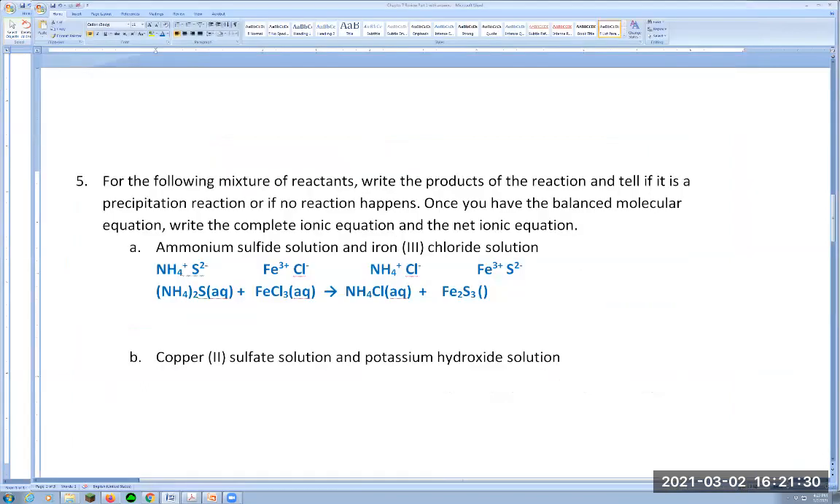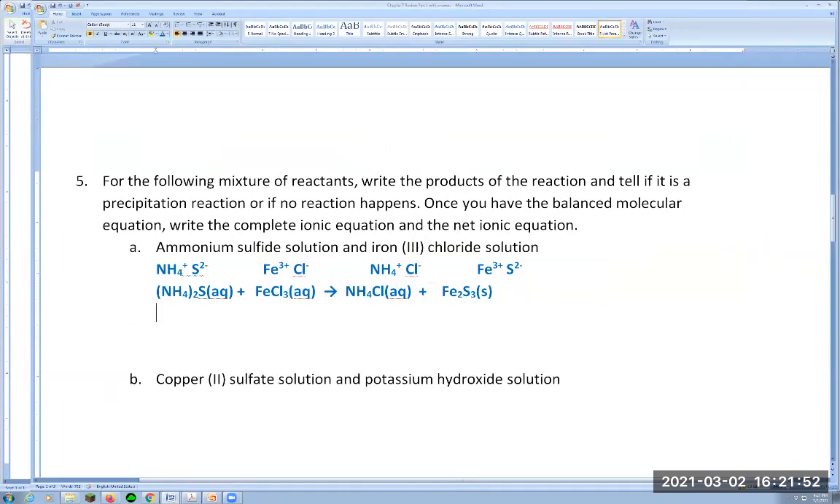So here, because it's insoluble, the physical state will be S for solid, right? It's very important to not get confused. S is not for soluble. S is for solid. And whenever you have something soluble, it's AQ for an aqueous solution.